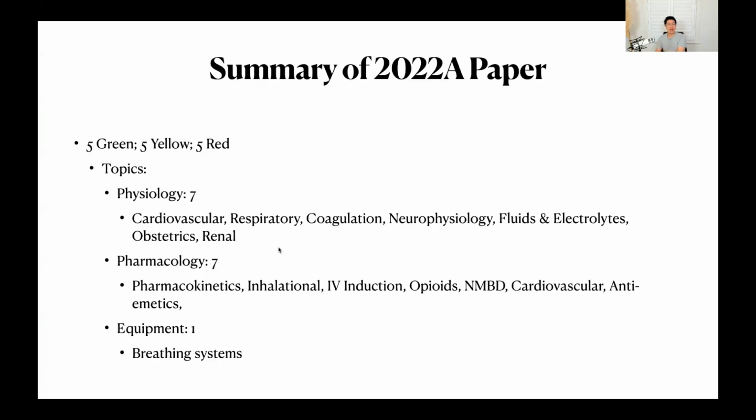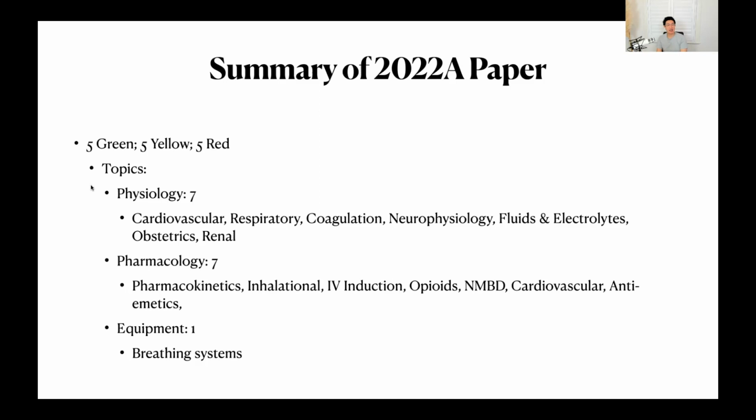So this is a summary of the 2022 A paper. You've got what I consider five straightforward questions, 5 intermediate questions, and 5 difficult questions. In terms of the topic, 7 physiology, spanning cardiovascular, respiratory, coagulation, neurophysiology, fluids and electrolytes, obstetrics, and renal. And 7 pharmacology, so pharmacokinetics, inhalational, IV induction, opioids, neuromuscular blocking drugs, cardiovascular pharmacology, and anti-emetics, and one equipment related to the breathing system.